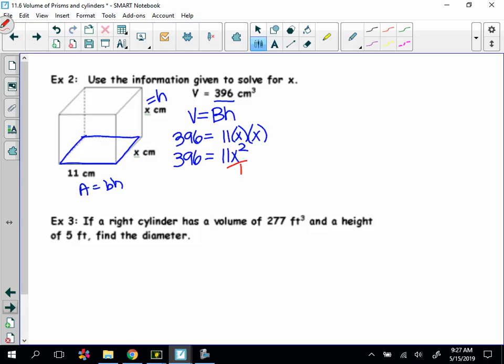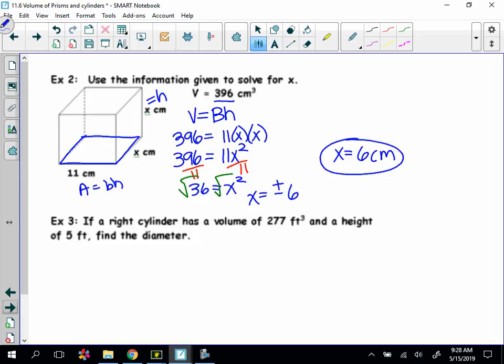I need to divide off 11. So I end up with 36 here. 36 is equal to x squared. Solve for x. So we would square root both sides. So when I square root both sides, I get the positive or negative version of 6. But since we're dealing with a shape, I can eliminate the negative answer. So x, I'm going to then say is 6, and our label is centimeters. So this is a rectangular prism, not a square prism, or not a cube, I guess.